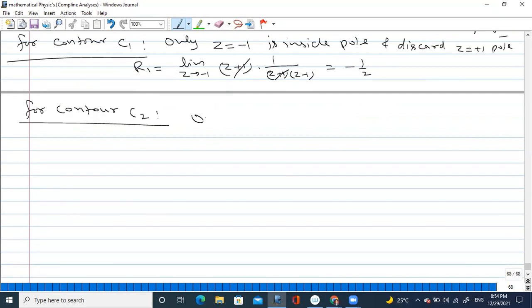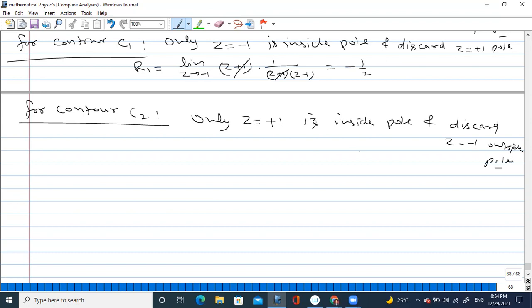For contour C2, only z equal to plus 1 is the inside pole. And discard z equal to minus 1, because that is the outside pole. So for contour 2, R2 will be limit z tending to 1 of z minus 1 into 1 upon z plus 1 into z minus 1. So this cancels with this, put z equal to 1, it will be 1 by 2.